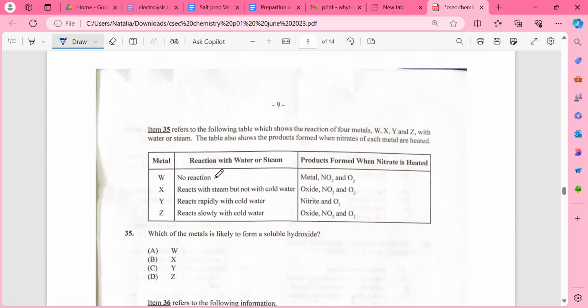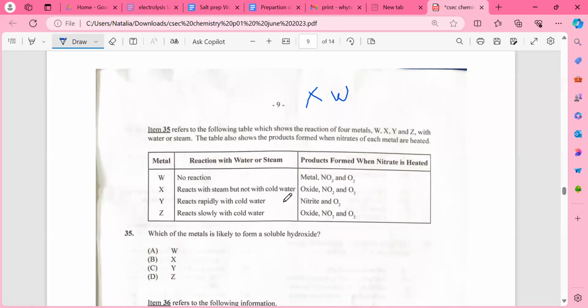So a substance which is non-reactive with heat is extremely low in the reactivity series, and we know this is true. So it's similar to where silver is because it produces the metal, nitrogen dioxide, and oxygen gas. Reacts with steam but not with cold water. So that means X is the next, more reactive than W, produces metal oxide, nitrogen dioxide, and water.